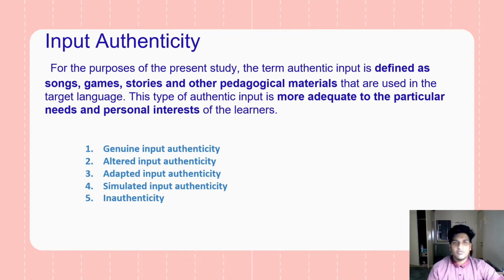The second type of material is input authenticity. For the purpose of research studies, the term authentic input is defined as songs, games, stories, and other pedagogical materials that are used in the target language. This type of authentic input is more adequate to the particular needs and the personal interests of the learner. There are five types under input authenticity, which are genuine, altered, adapted, simulated, and inauthentic.